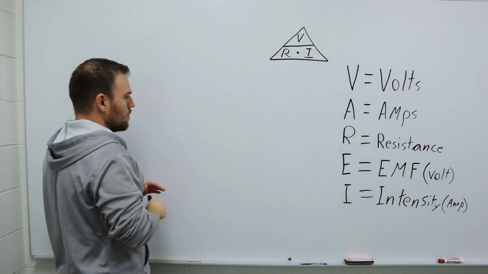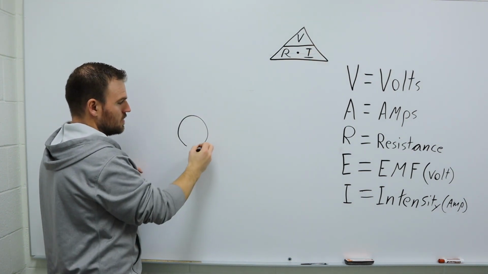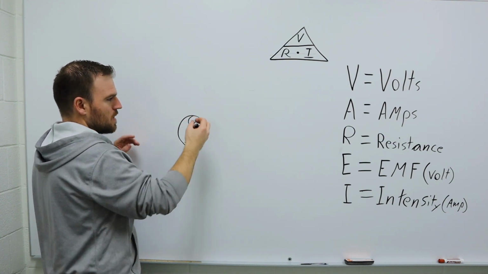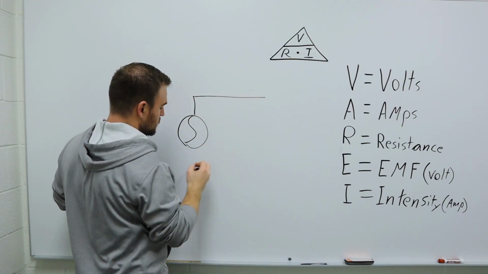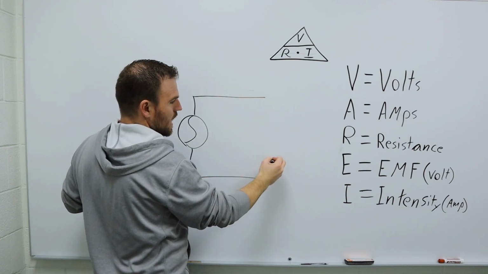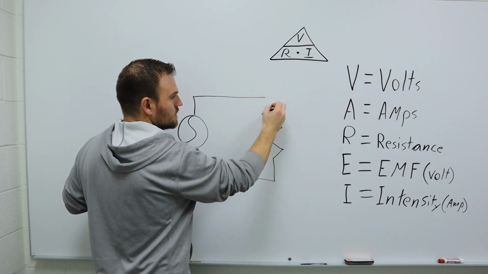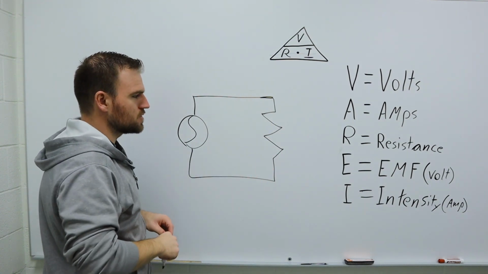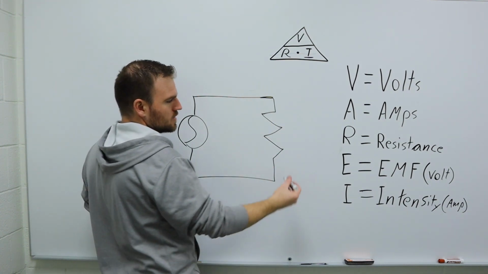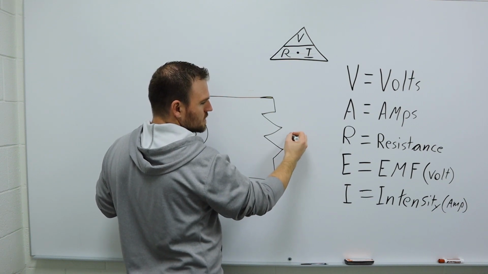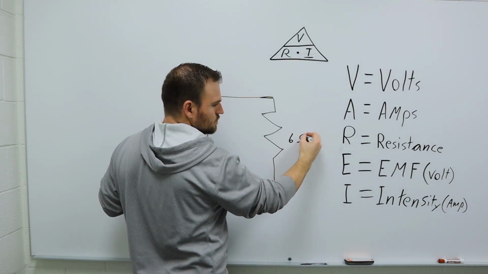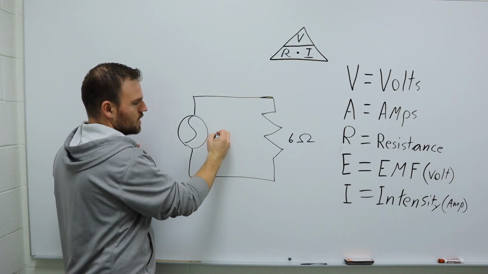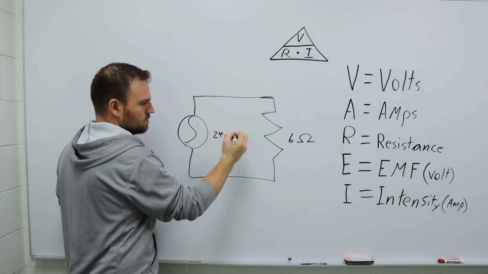So what we're going to do is have our circuit, and I'm just going to draw it like this, and I'm going to do an AC power source really fast, and a very simple circuit that only has a resistor in it, okay? Oh, that's a rough looking resistor. Remember, resistance is measured in ohms, so I'm going to put 6 ohms right here. And I'm going to say that this is a 24 volt system, okay?